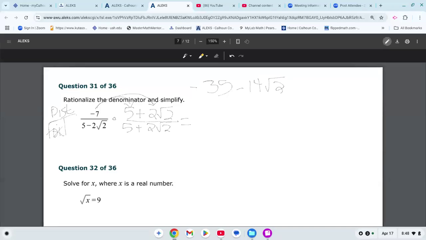I can't multiply the 2 on the inside by 7 because this -7 is not under a radical. So the denominator becomes 25 plus 10 root 2. The next term I get is -10 root 2. And I told you the O and the I cancel, and so they will cancel. And then the last thing I get is -2 times 2, I'm sorry, -4, because 2 times 2.